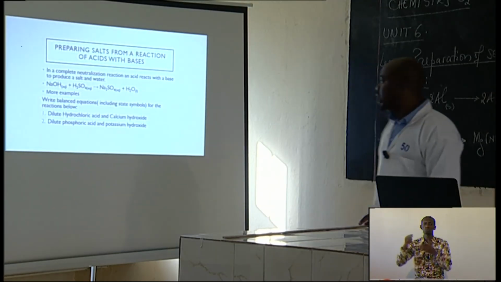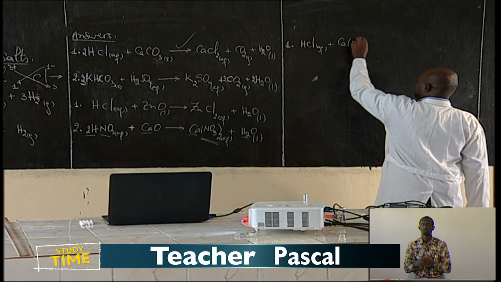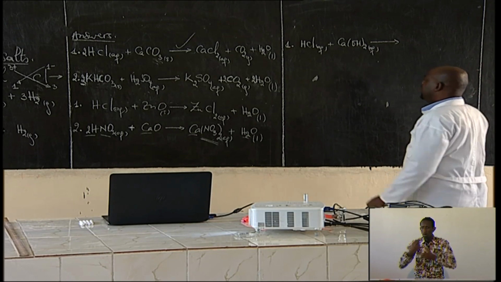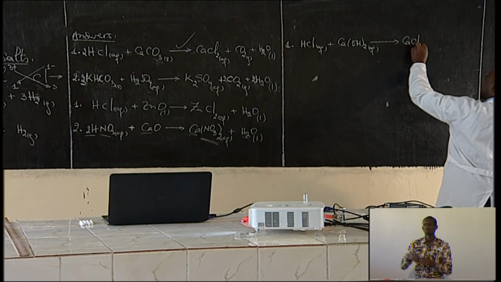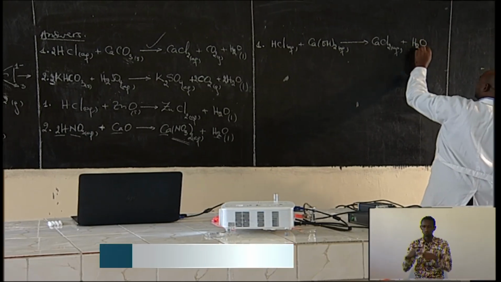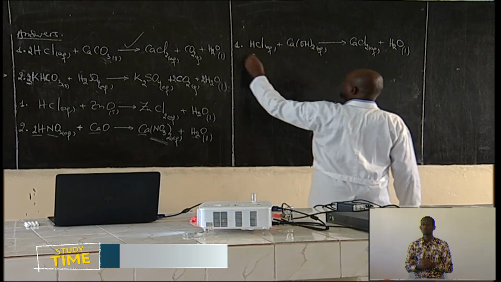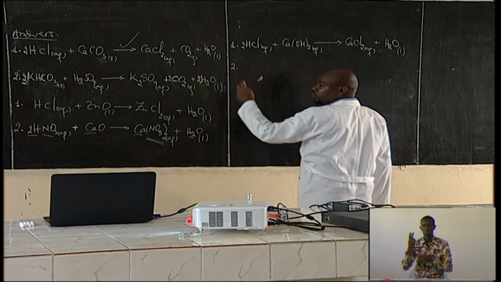And we have 2 examples here. We have hydrochloric acid. I want to do this one for you. Hydrochloric acid reacting with calcium hydroxide. What do we produce? The metal combines with the anion from the acid, and we produce calcium chloride. And the other product, as we said, is always water if the reaction is neutralization. And then you balance. We have one chlorine here, but here we have two, so we balance like this. The equation is balanced.